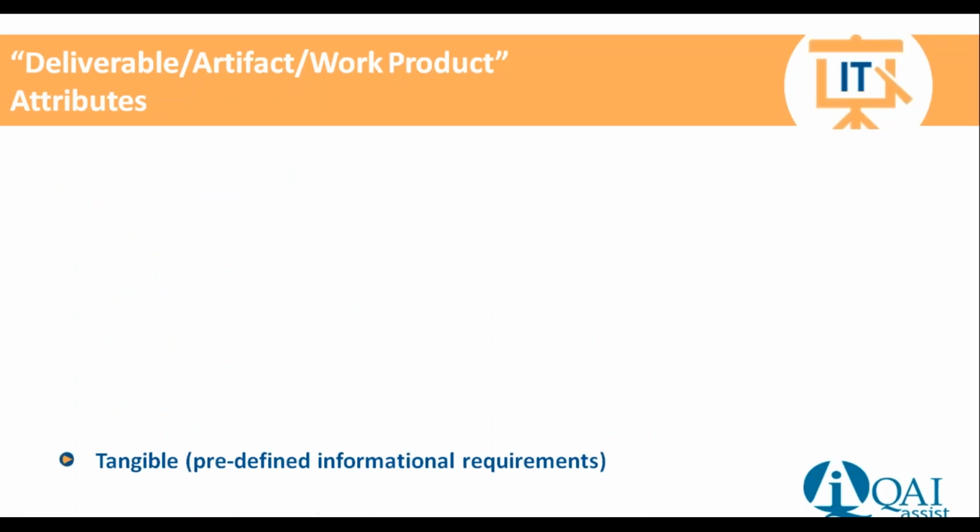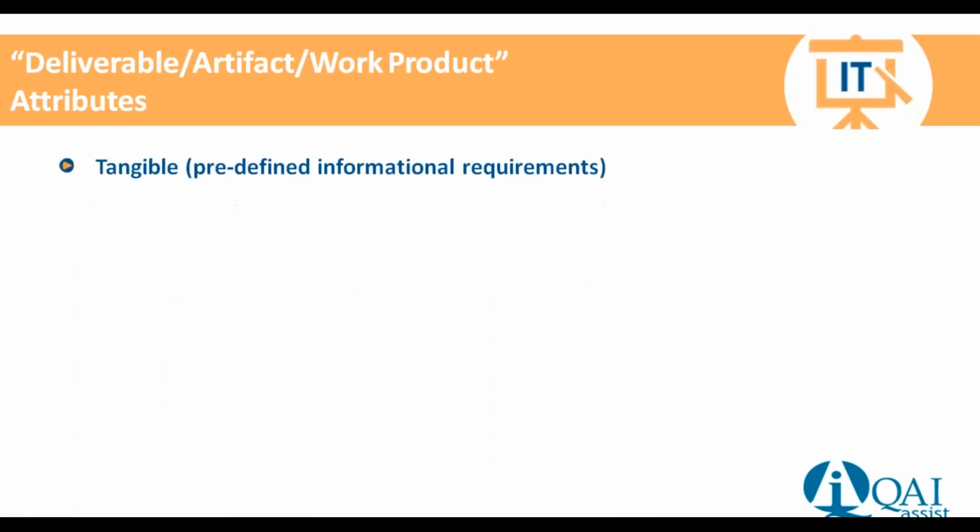Okay, so we've talked about the deliverables, artifacts, and work products, and there are some common attributes with them. They are tangible. It's something we can touch. It's something we can read. It's something we can feel. It's something we can review. It's something we can put under configuration management. So by having these tangible, predefined informational requirements in each deliverable, it affords us certain things.